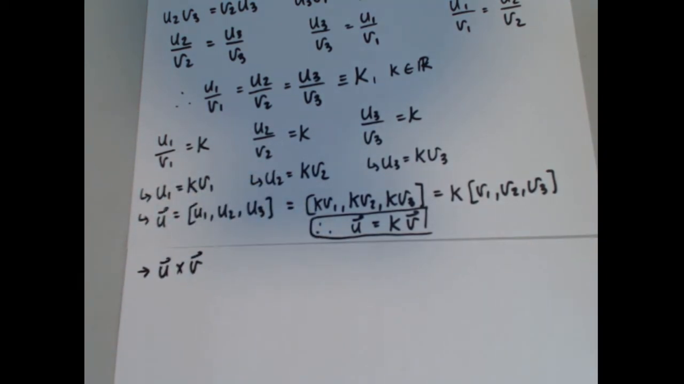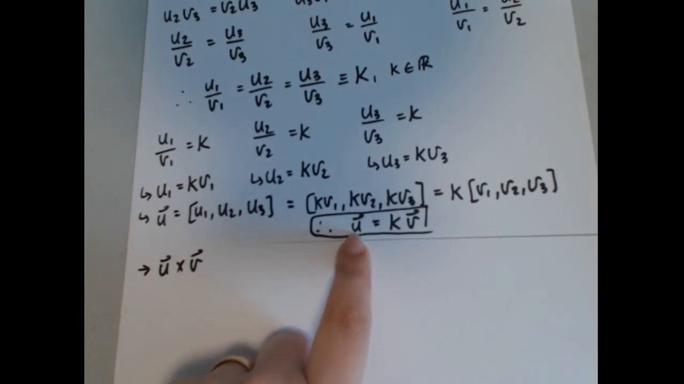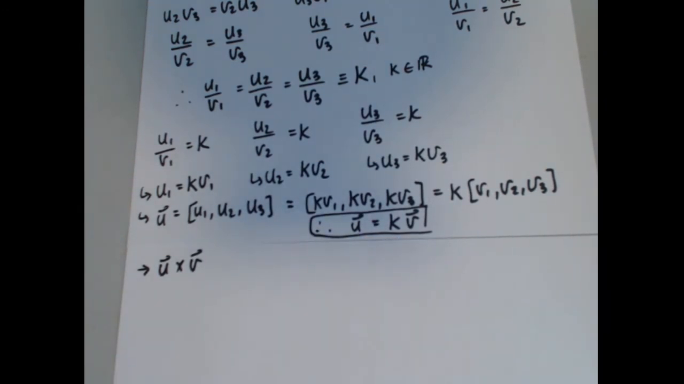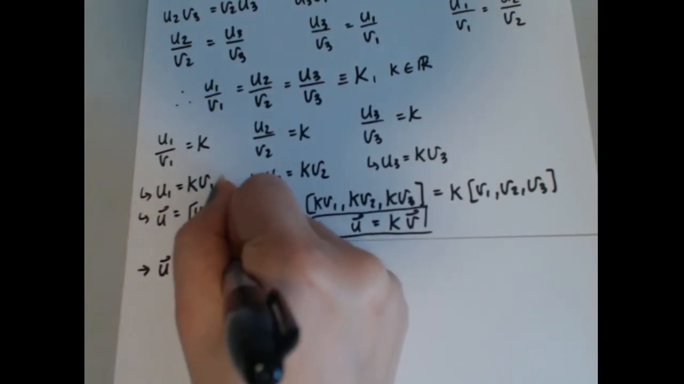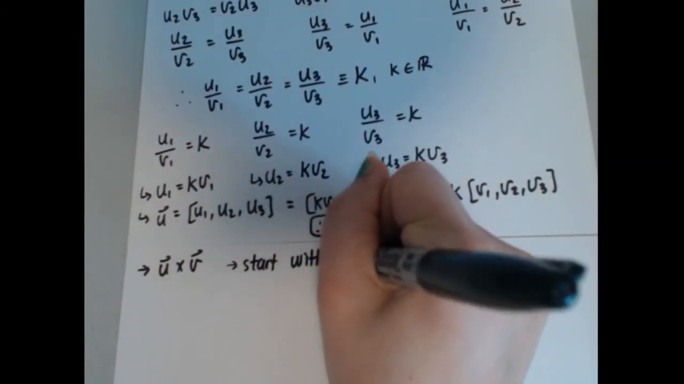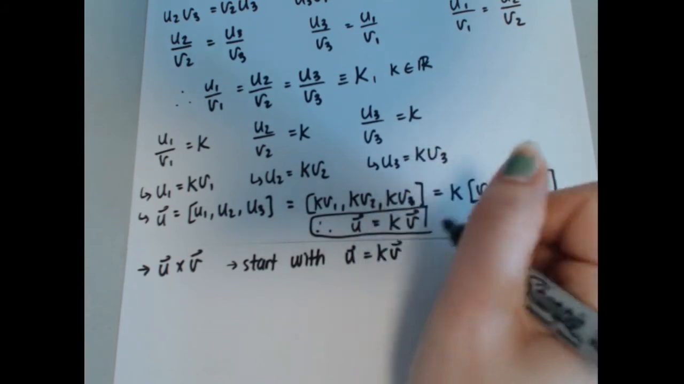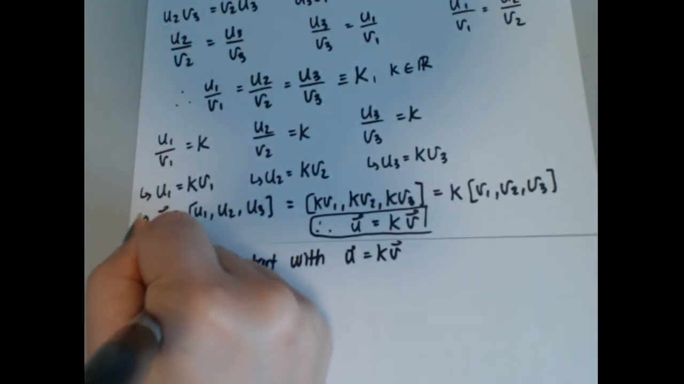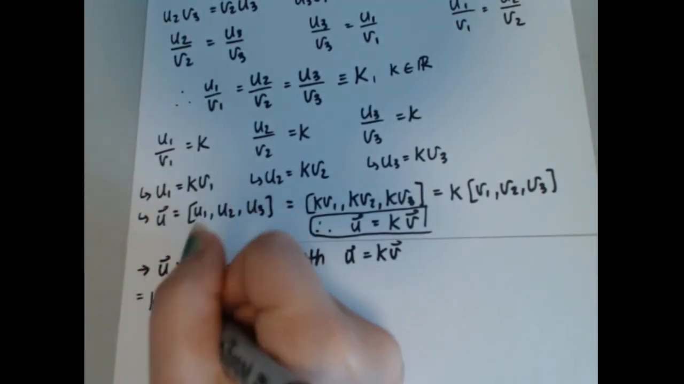U cross V. Well, I just showed that U is equal to a constant times V. So starting with that, this time we're going to start with U is equal to k times V. So that means this is equal to k times V crossed with V.